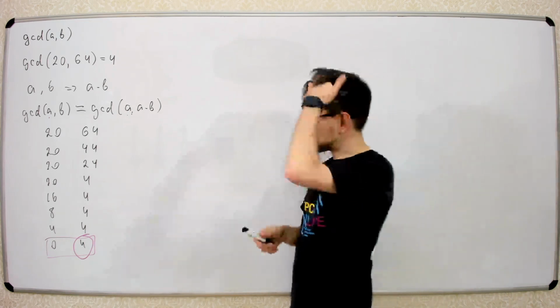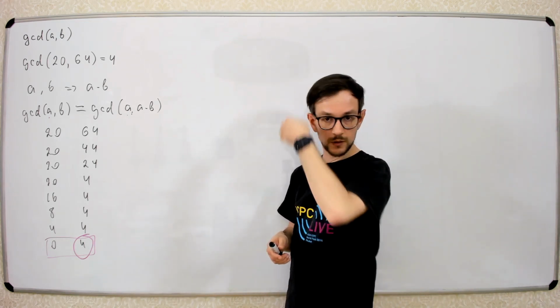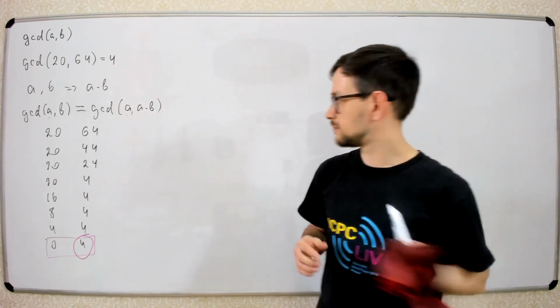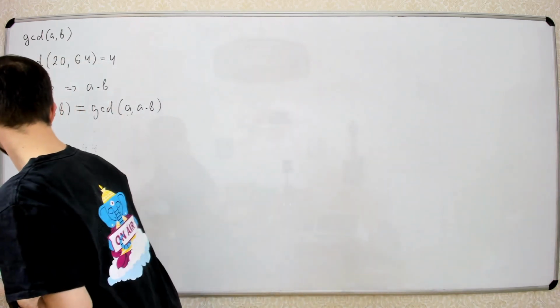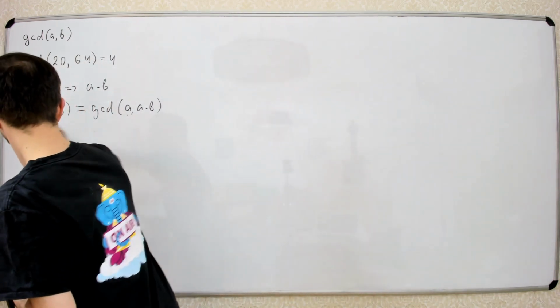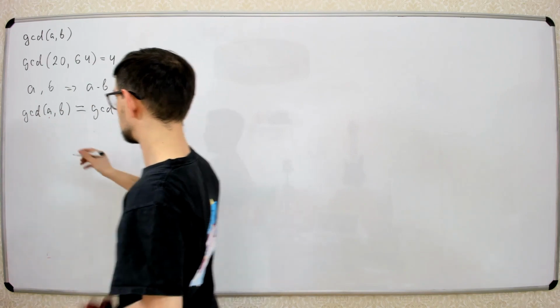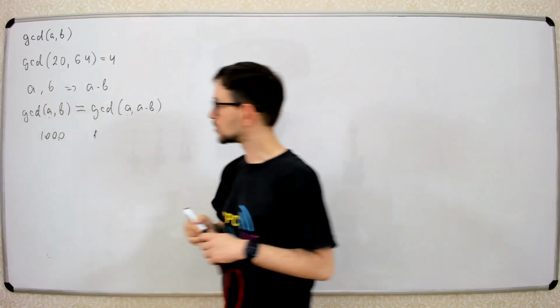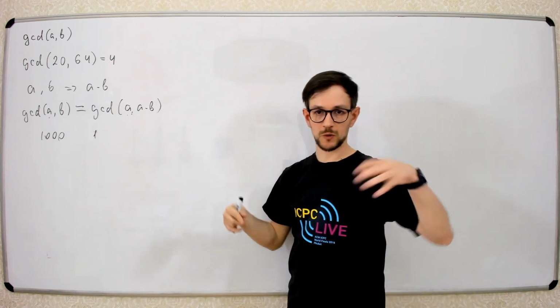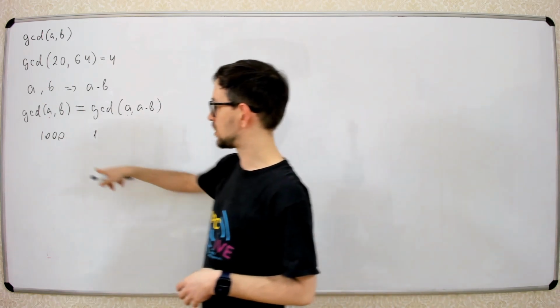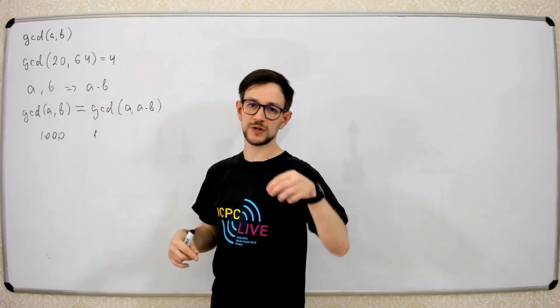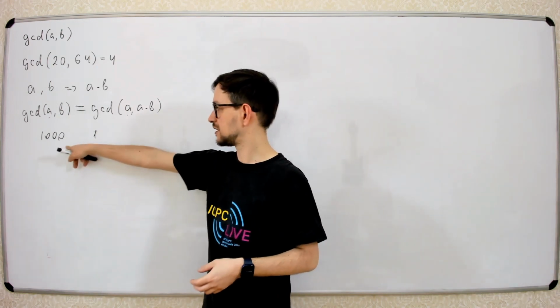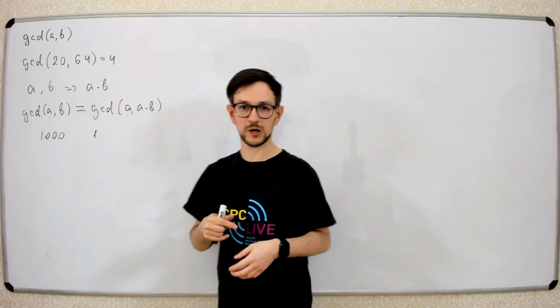If you do it like that, unfortunately it will be too slow. Because let's say you have some big number here, like 1000, and 1 here. If you just apply this formula over and over again, then each time you will decrease this number by 1. So the number of steps will be the same as this number. It's just too slow.